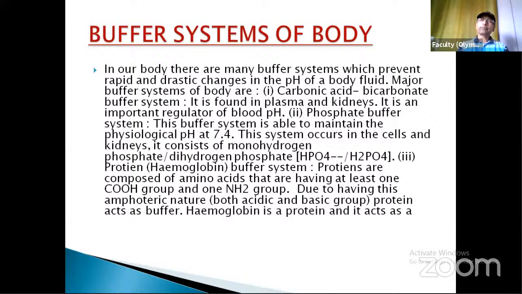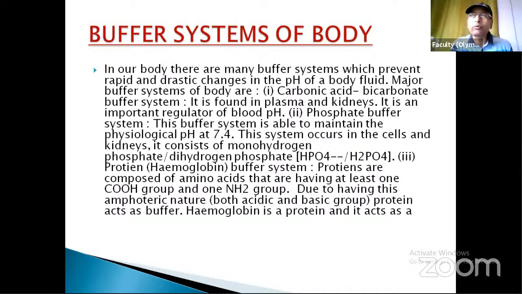In our body, there are many buffer systems also. They are working to maintain the pH of different body fluids, and this buffer system also resists any sudden change of pH in the body fluids. Now, what are the major buffer systems in our body? I'm telling you three most important buffer systems.